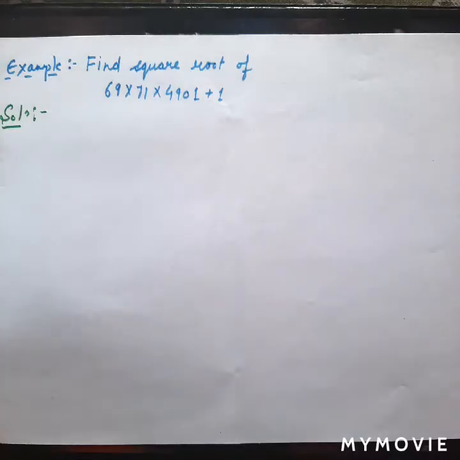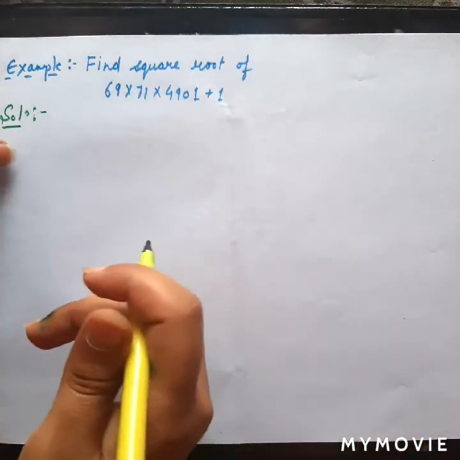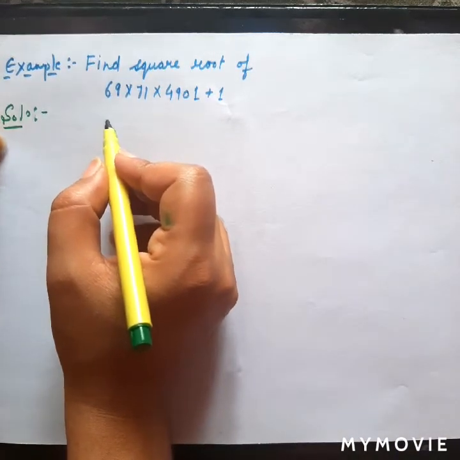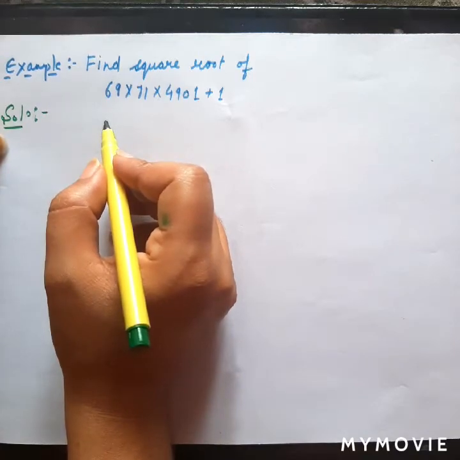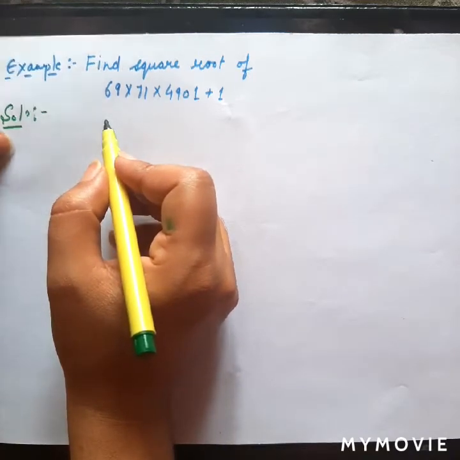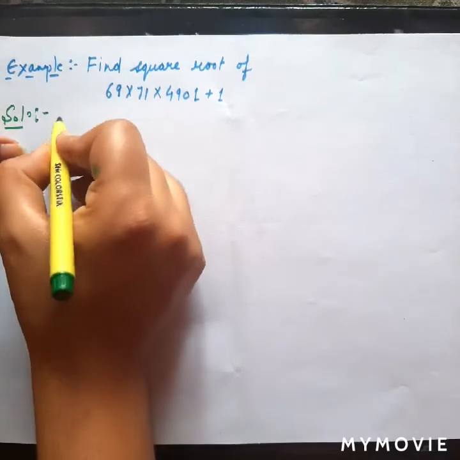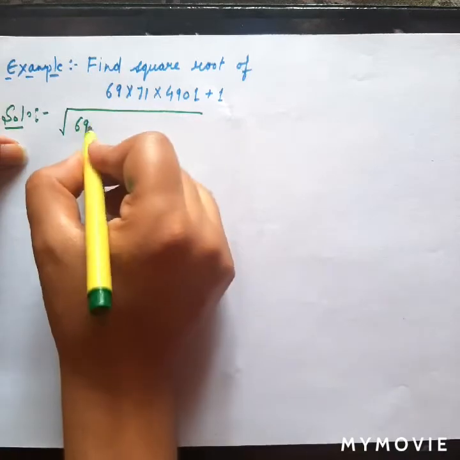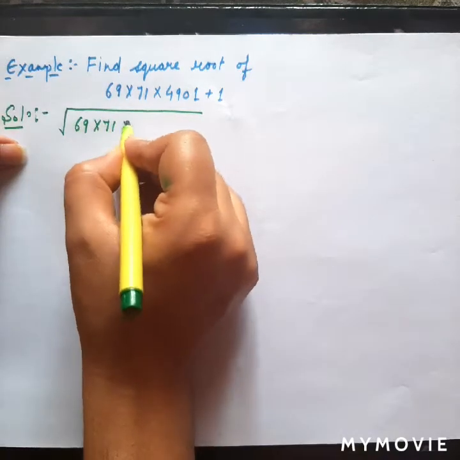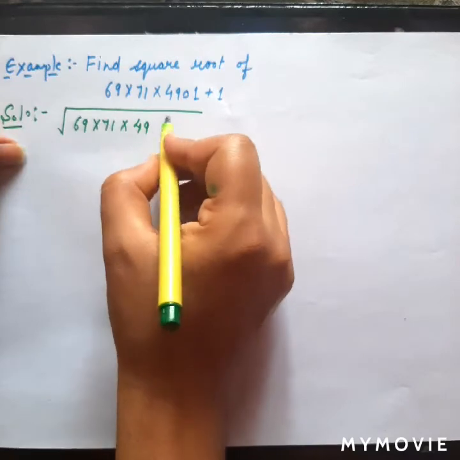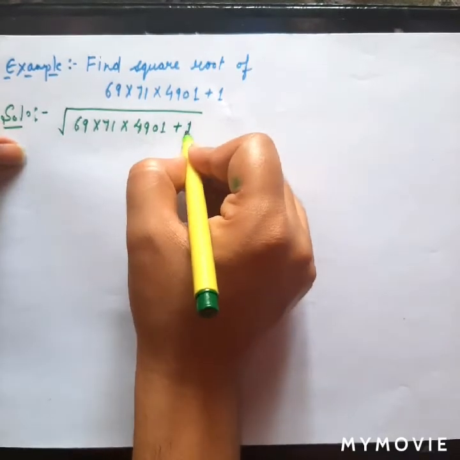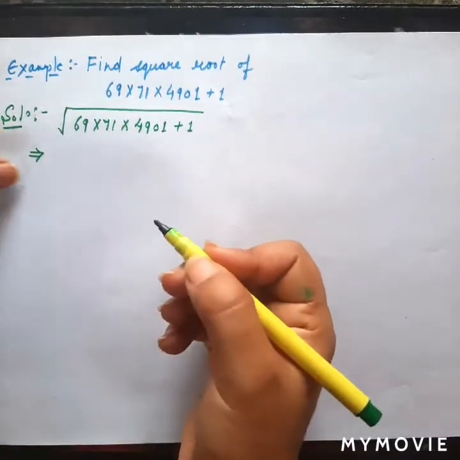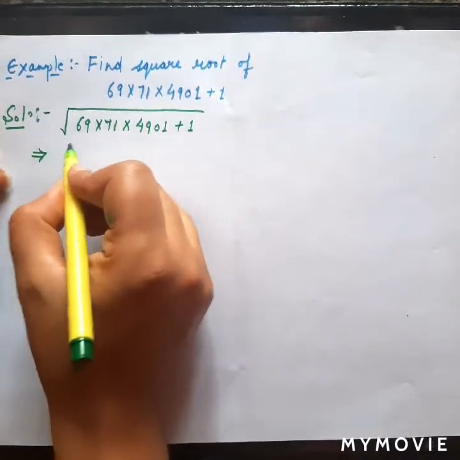Hi, this is the video to find out the square root of such numbers. First of all we will reduce this term to its simplest form so that we can solve it properly, and then we will find out the square root of that number. Fine. So first of all we need to find out the square root of, let us write the number, 69 times 71 times 4901 plus 1. Fine.